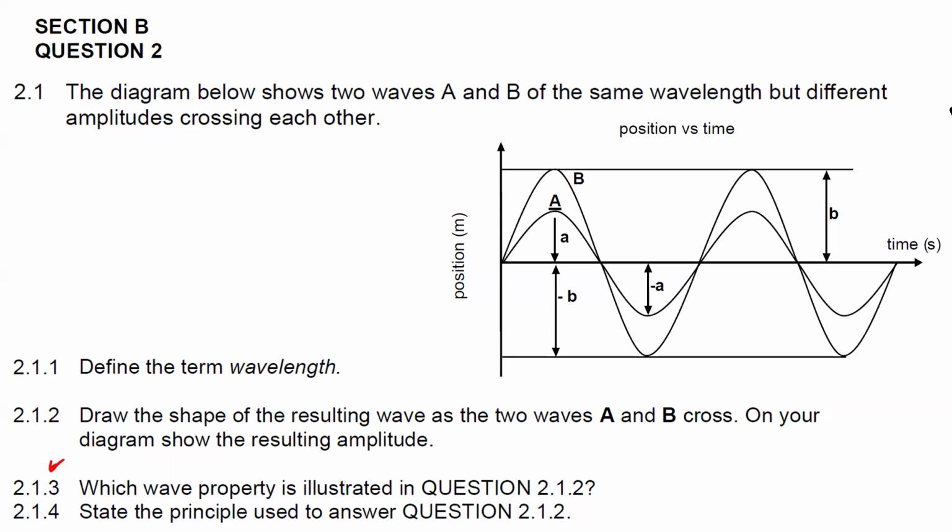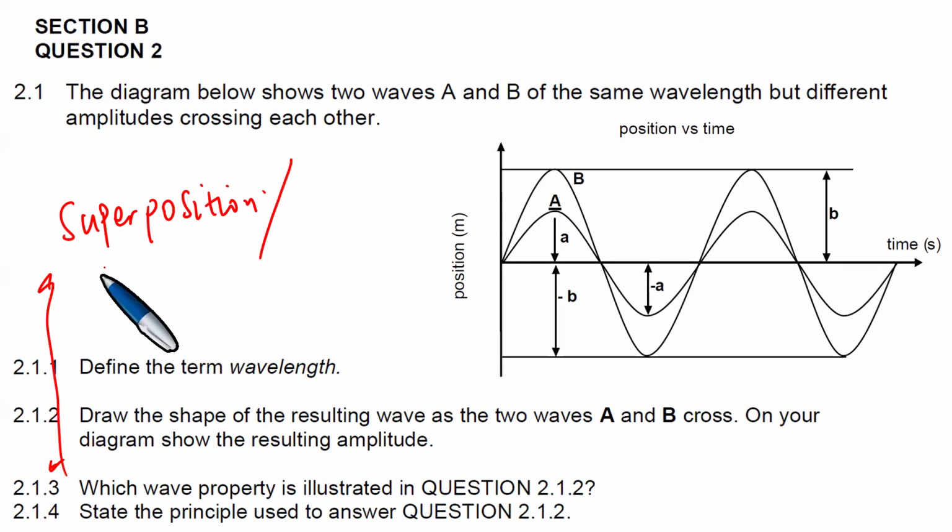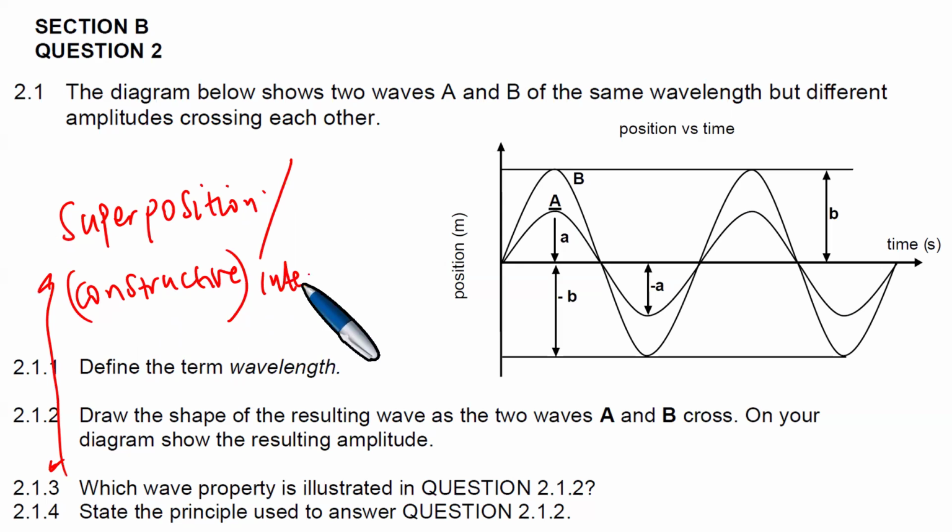I'm testing you. Longitudinal curve. Okay, that's fine. So the wave property in 2.1.3 is called superposition. If you don't want to say superposition, you can say constructive interference.